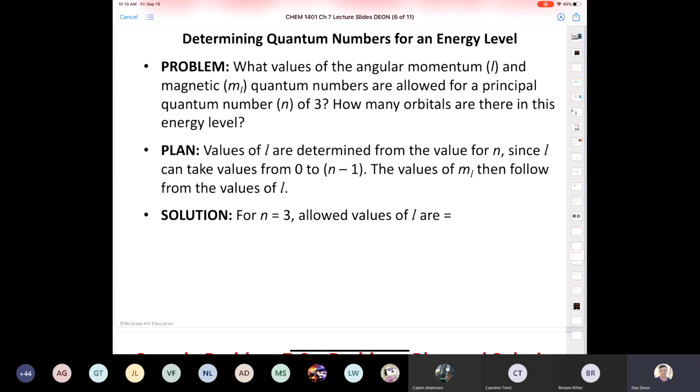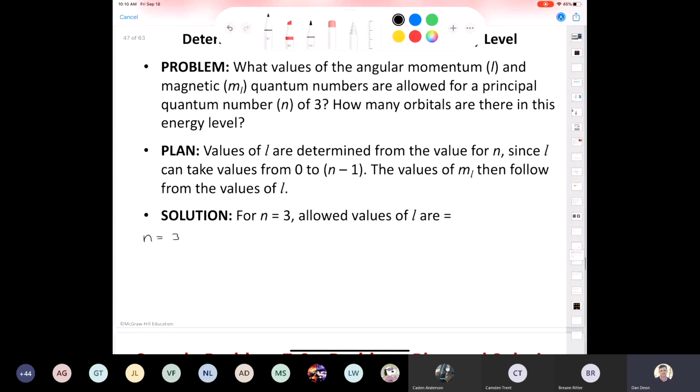Well, with that in mind, let's give a question a shot here. It says, what values of the angular momentum, L, and magnetic quantum numbers are allowed for a principal quantum number of 3? How many orbitals are there in this energy level? So I'm going to have to explain this to you a little bit. Anyhow, so let's start out. If we have n equal to 3, what are the possible values of L?